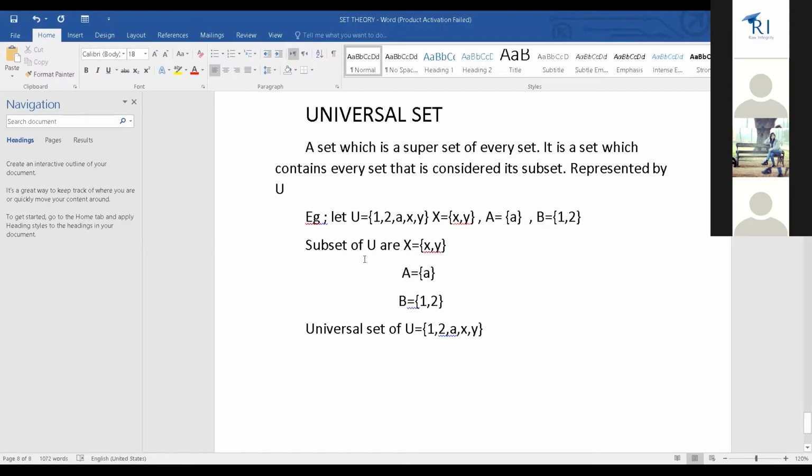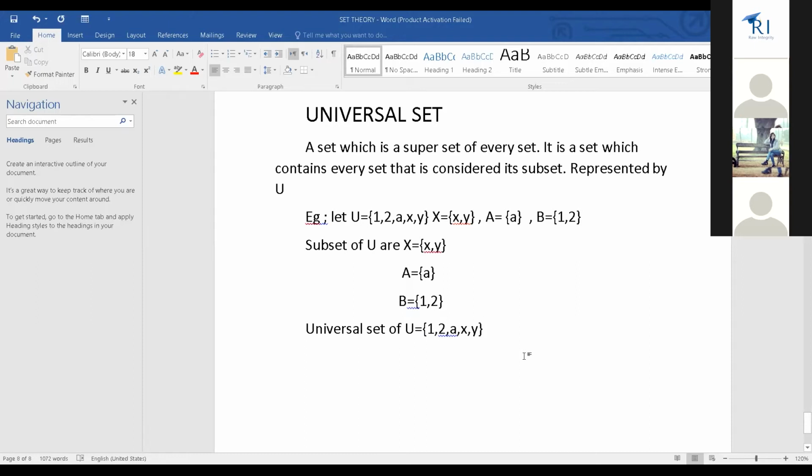Now we just need to take the subsets of this set U. They will be 1, 2, they will be a, they will be x and y. It's the same as we have in set X, A, and B. So the universal set U is the same: 1, 2, a, x, and y.